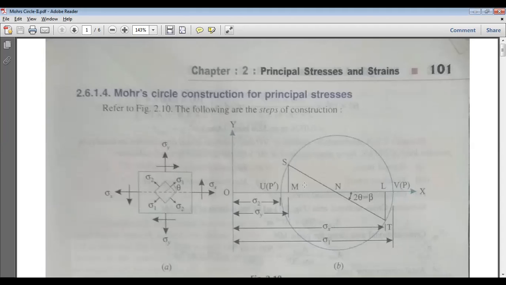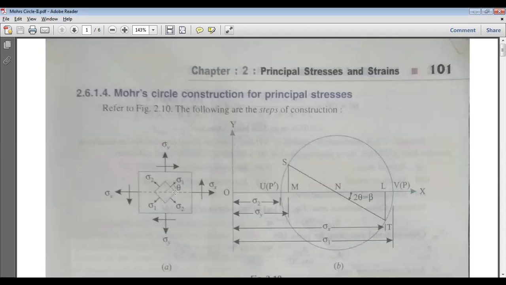So we'll be drawing a circle. Once we draw a circle, this circle is like this. This is the Mohr circle. So once we have drawn it like this, we'll be taking the shear stress or the inclination of the plane.